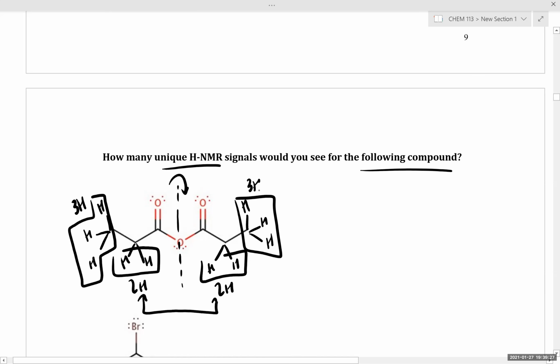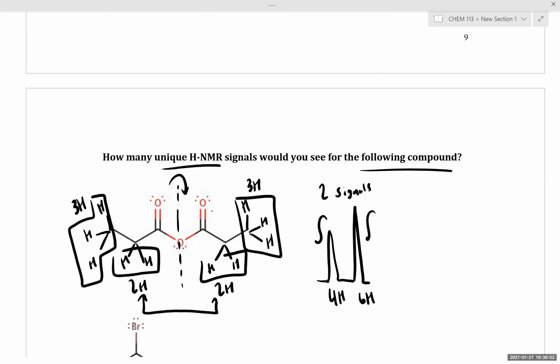And as a result, we would conclude that we would see 2 signals. We'd see one signal that integrates for 4 hydrogens, because we have 4 equivalent hydrogens, and then another signal that integrates for 6 hydrogens from these 2 methyl groups being chemically equivalent. Does that make sense?